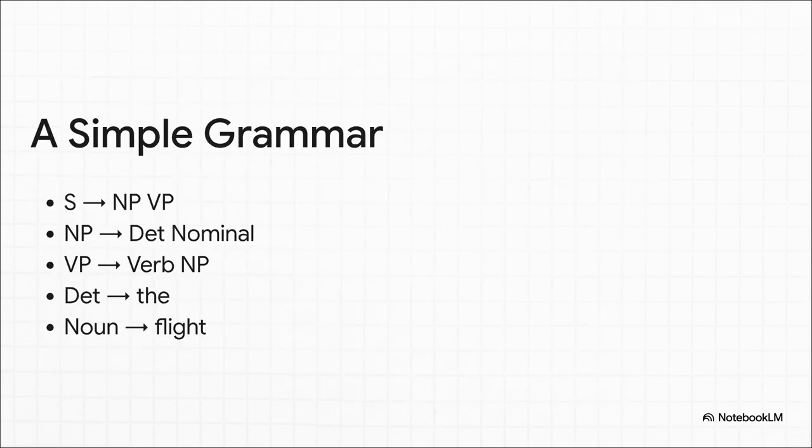So let's look at a really simple grammar here. See these rules? They're the building blocks. That top one says a sentence, S, is made up of a noun phrase, NP, followed by a verb phrase, VP. Then the next rules break those down even more. So to build the flight, a parser would use that NP rule. See that a det can become the, and a nominal can become flight. Every single sentence is just a bigger, more complex combination of these simple rules.